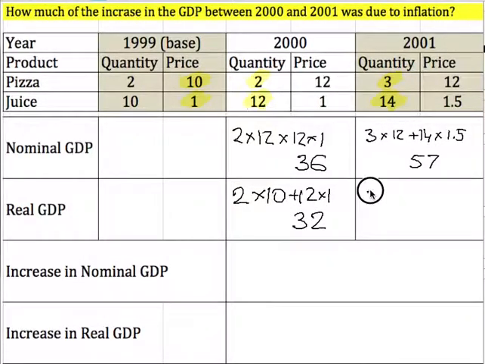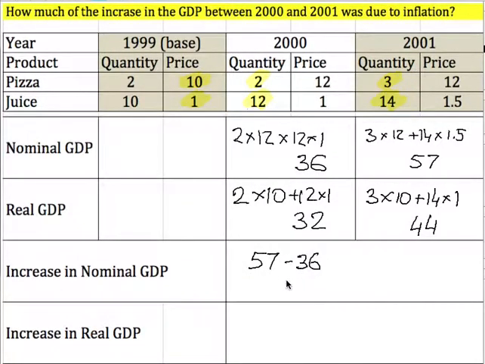Now let's do the same thing here. 3 times 10 plus 14 times 1 equals 44. So now let's look at the increase in the nominal GDP. The increase in the nominal GDP can be obtained by looking at how much of a change happened between 2000 and 2001, when GDP went from 36 to 57.